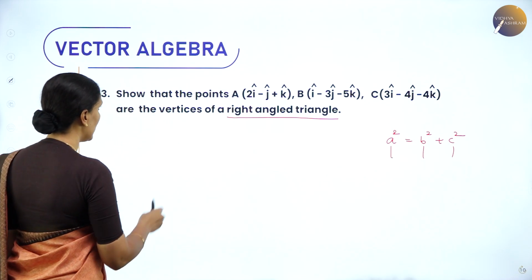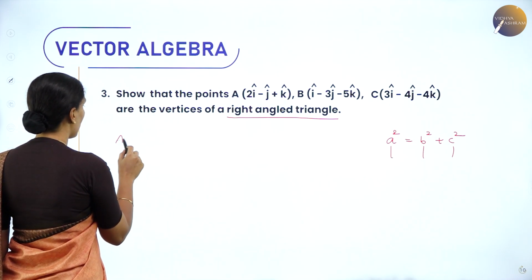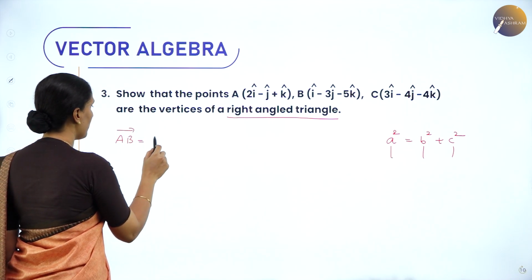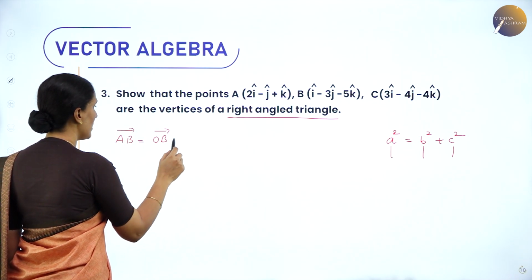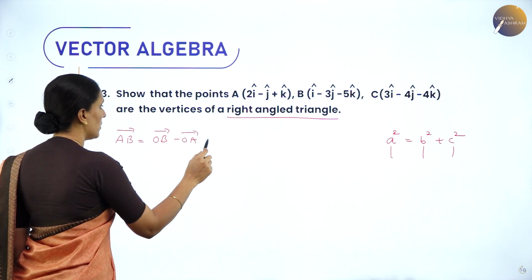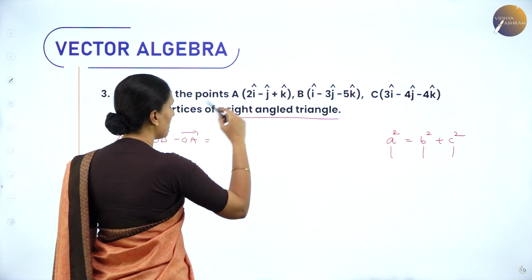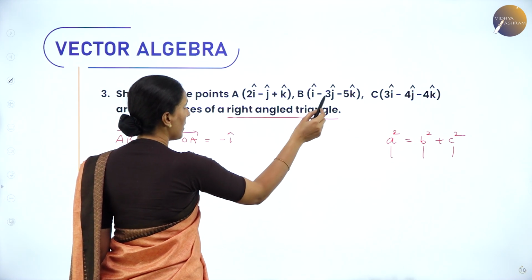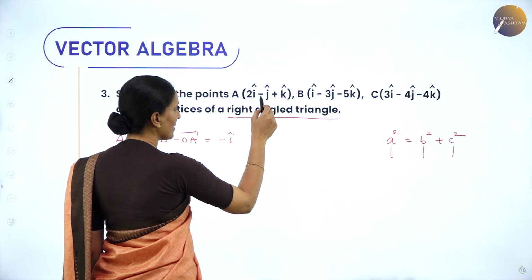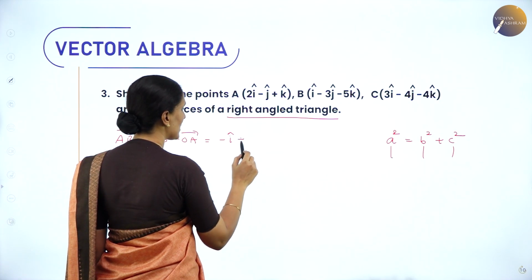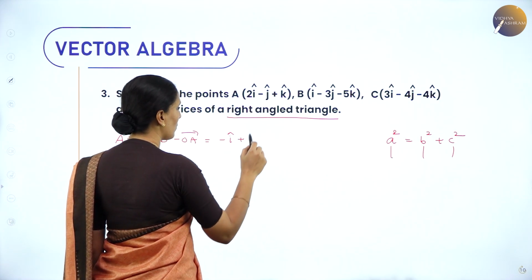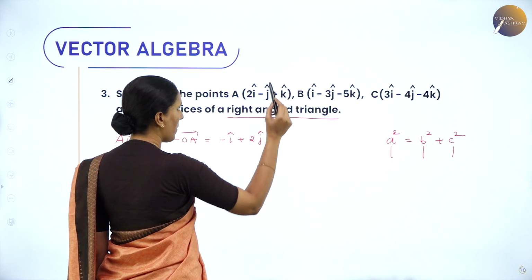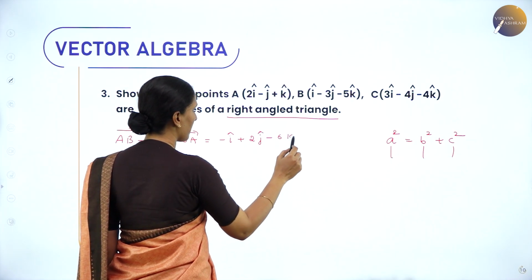Now let us consider AB. Vector AB is nothing but vector OB minus vector OA, so we need to subtract B minus A. i minus 2i is minus i. Minus 3 minus of minus 1 becomes plus, so minus 3 plus 1 is minus 2j. Next, minus 5 minus k is minus 6k.